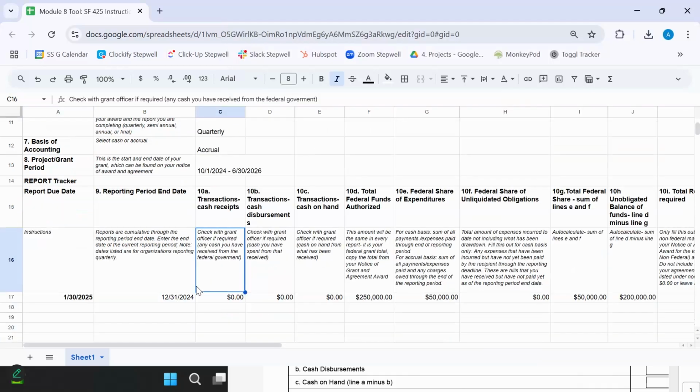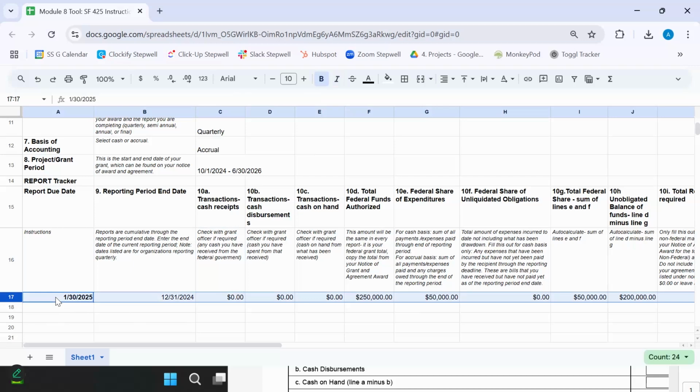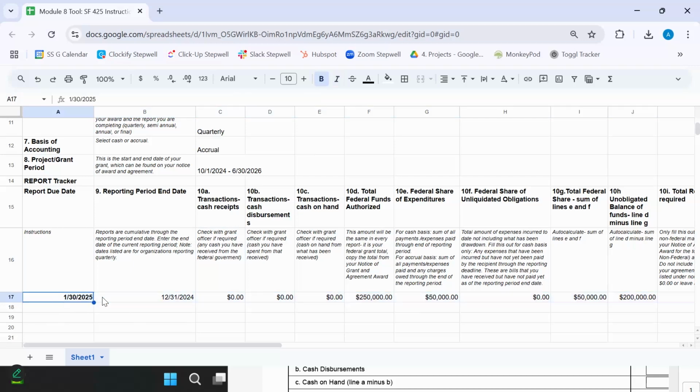For our example report, we are completing Very Good Farms report that is due on June 30th, 2025 and covers the reporting period of October 1st, 2024 through December 31st, 2024. In the tracker, I will put the report due date of 1/30/2025 here. Now I'll begin to fill in our information. In box 9, I will list the reporting period end date as 12/31/2024.